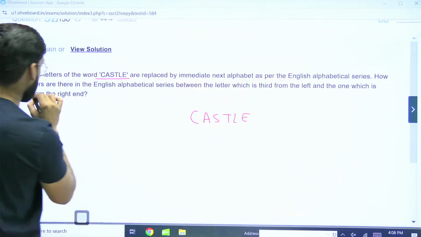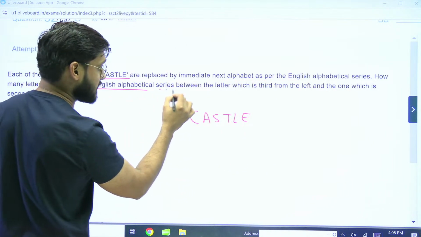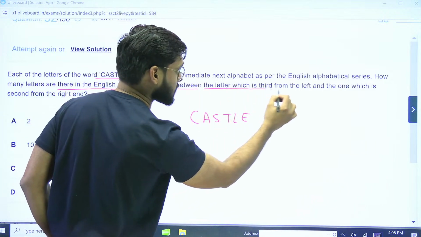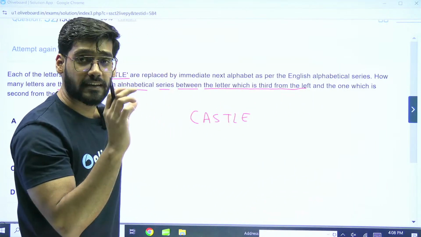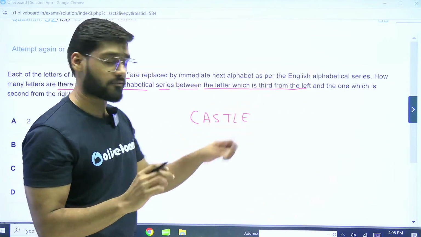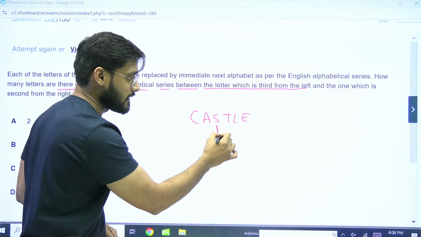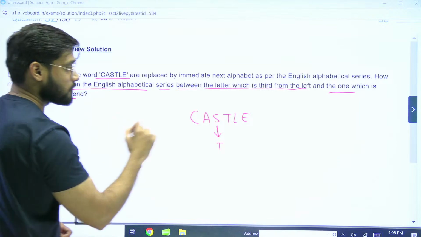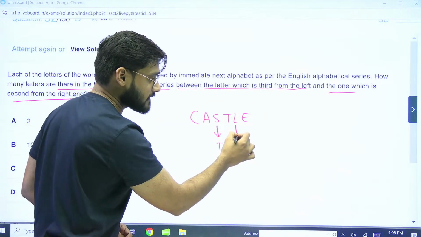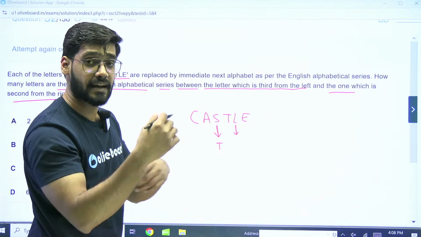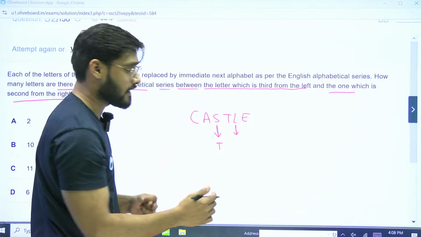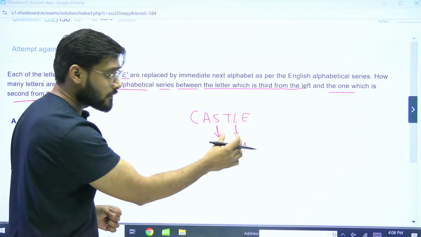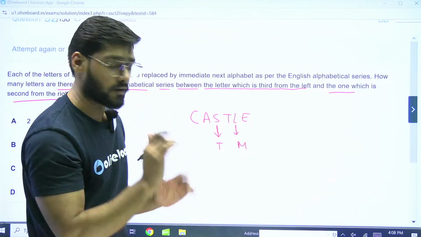How many letters are there in the English alphabet series between the letter which is third from the left and the one which is second from the right? So he is asking about the letter third from the left. Directly change the third letter only. It will become T. And the one which is second from the right, L. Change this L into the next letter. What is the next letter of L? M. Now we need to find the letters between M and T in the English alphabet series.